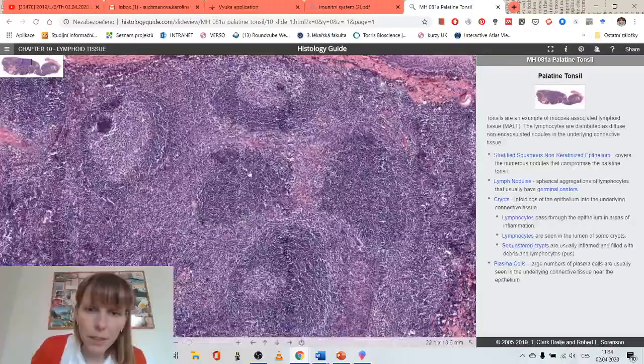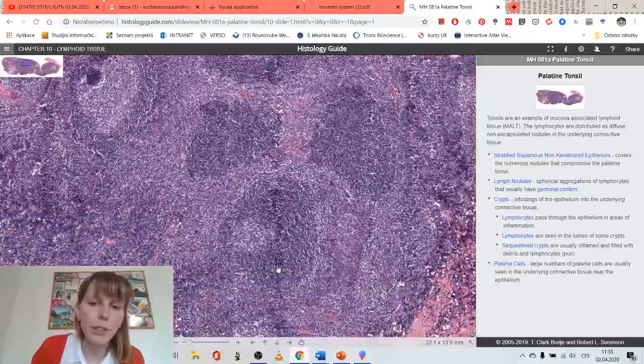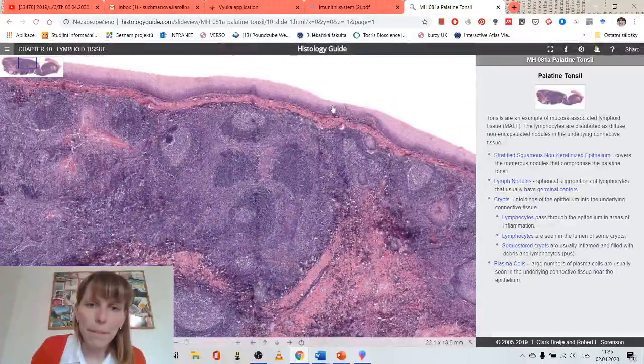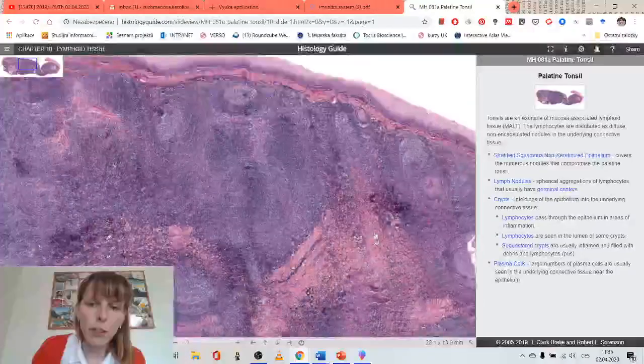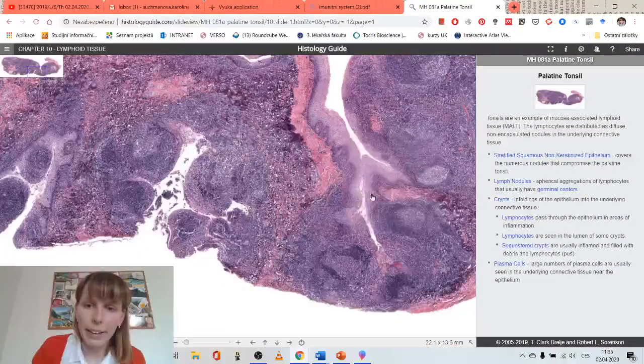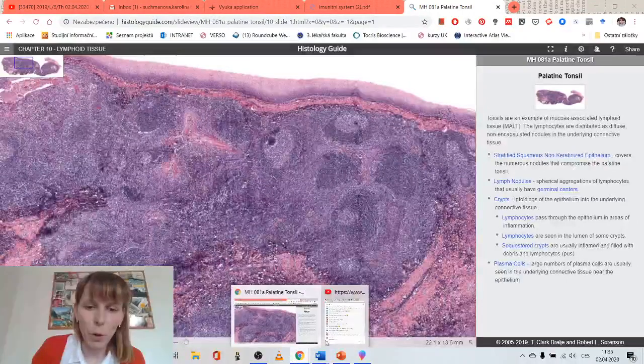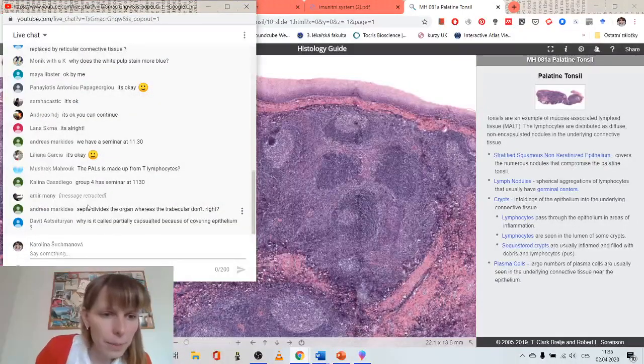Lymphatic follicles, this would be one that's not activated. This one has the germinating center with the proliferation of the cells. So all of these are lymphatic follicles, a lot of B lymphocytes, so it's quite dark purple. The stratified squamous non-keratinizing epithelium, and the crypt going in here. So I hope that's septa divides.